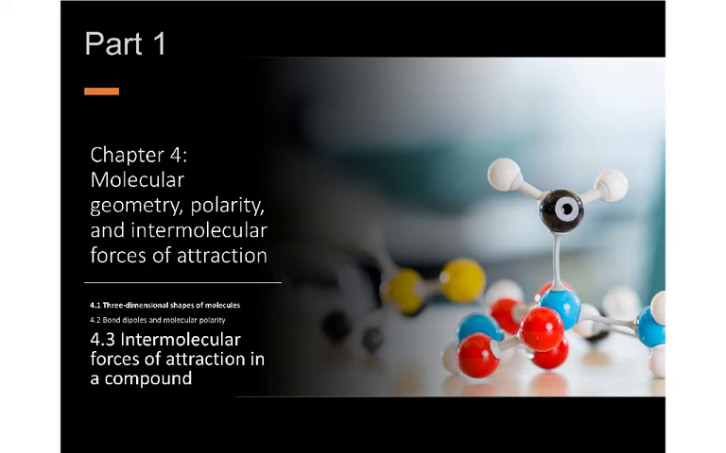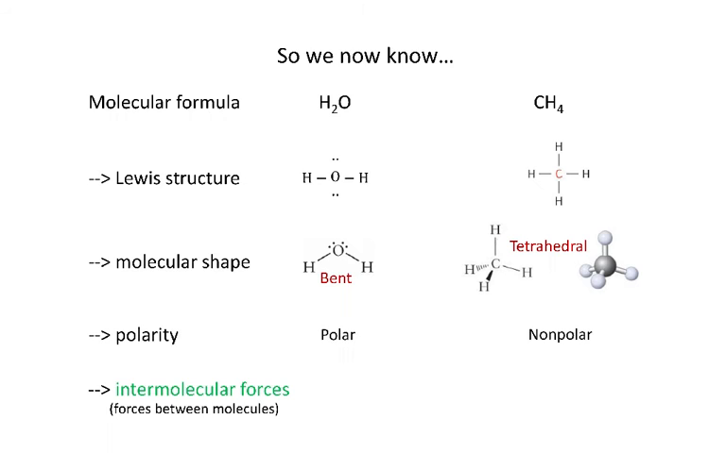So let's look at where we've come so far. So now we know molecular formula, right? And from a molecular formula of a covalent compound, we can draw a Lewis structure. From the Lewis structure, we can determine molecular shape. From molecular shape, we can determine polarity. From polarity, we can now get to intermolecular forces. These are the forces between molecules.